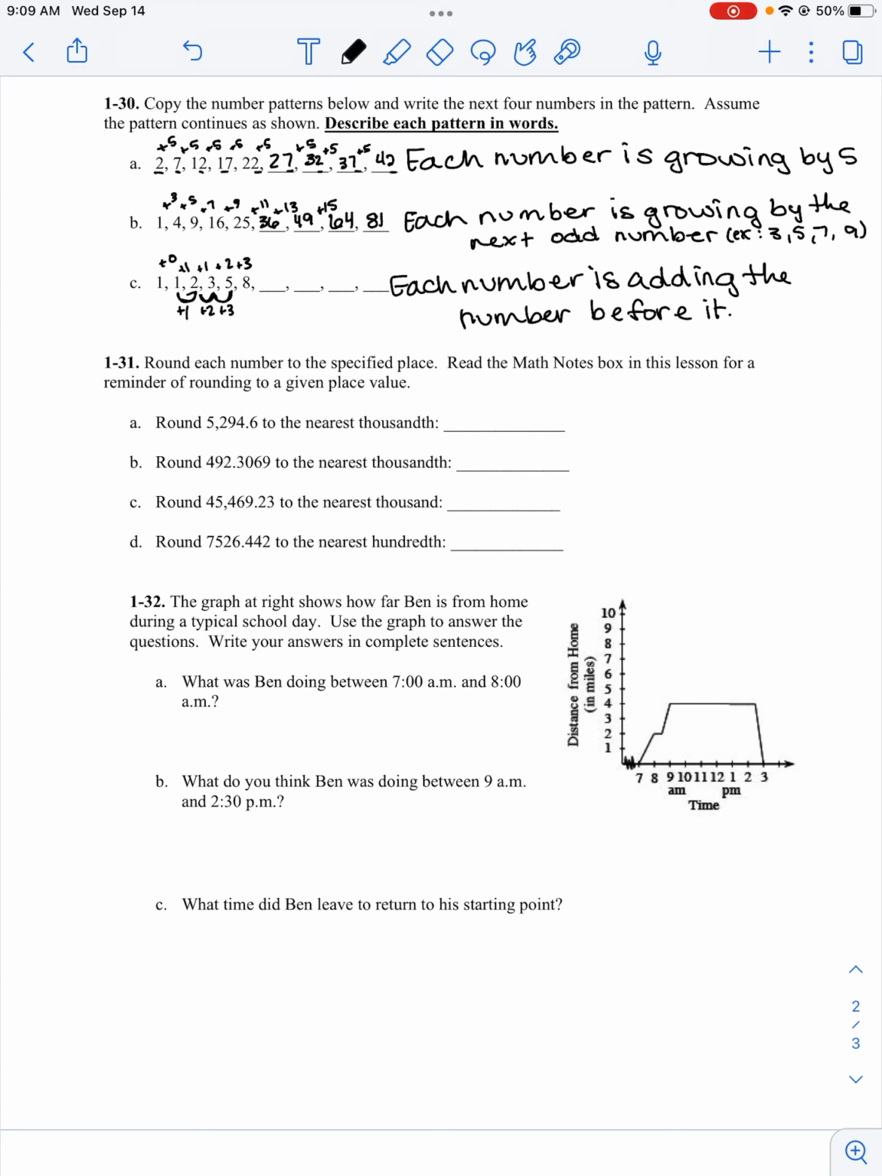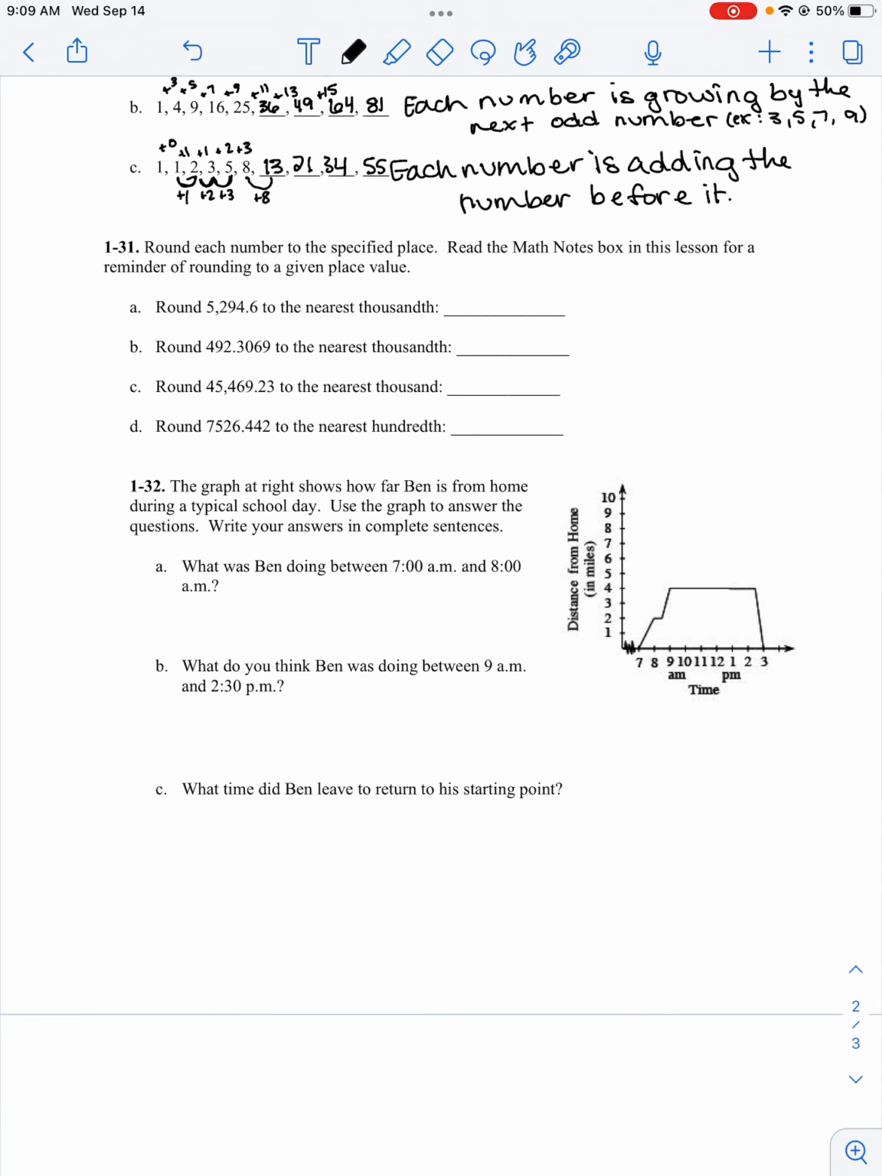Okay, so 8 plus 5 is 13. 13 plus 8 is 21. 21 plus 13 is 34. 34 plus 21 is 55.